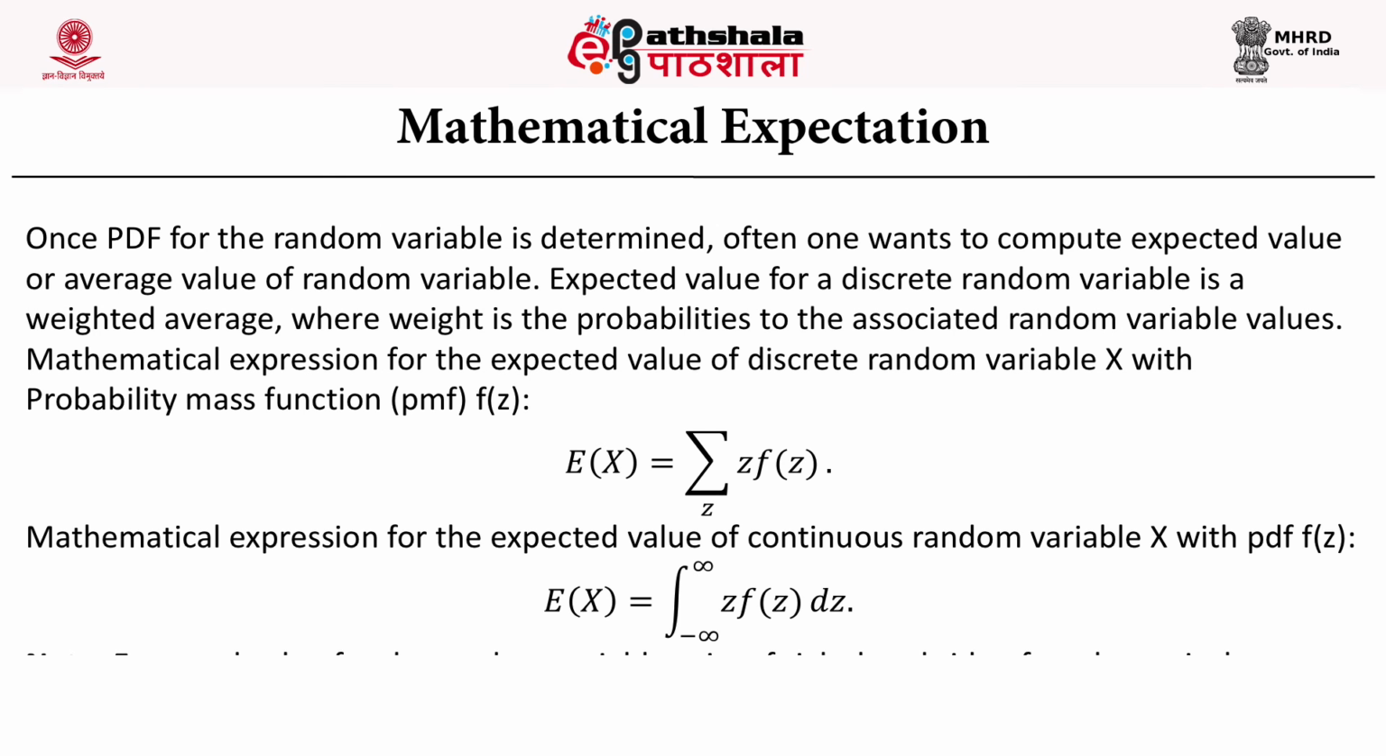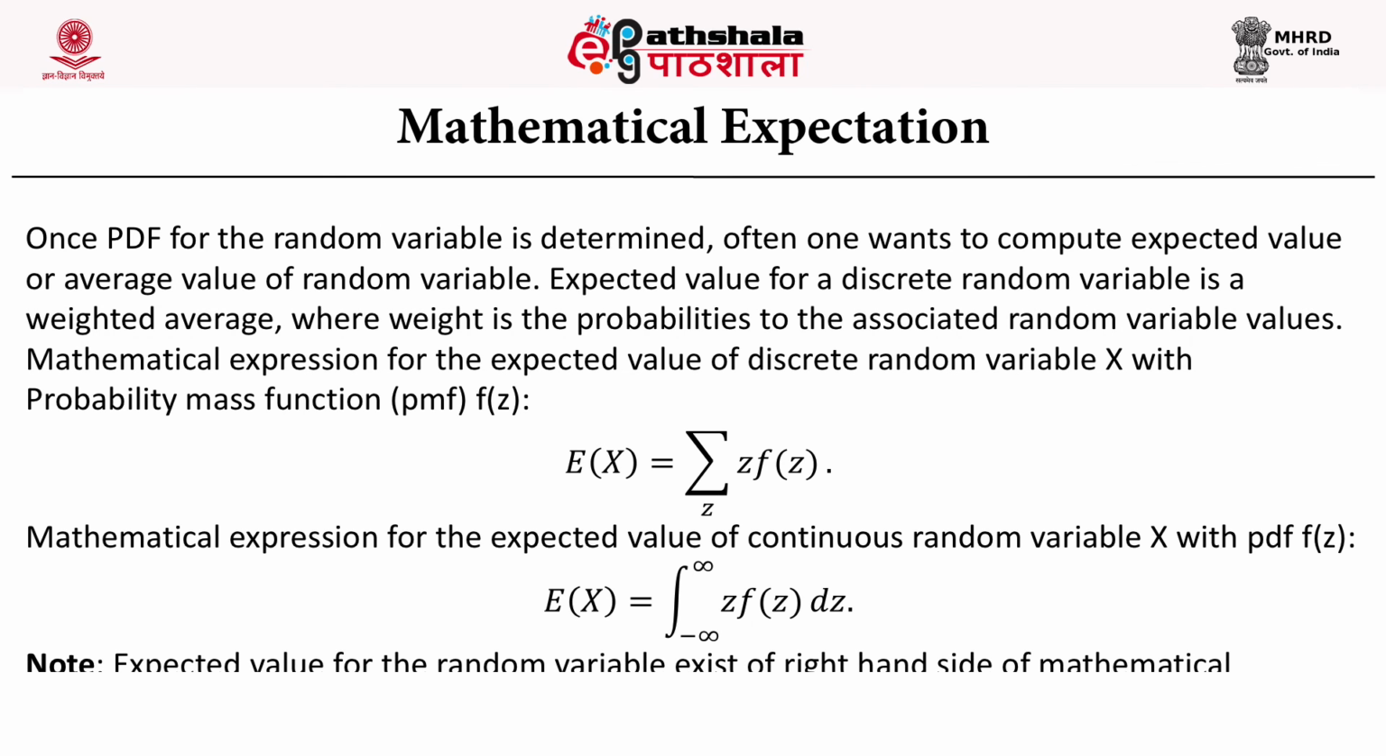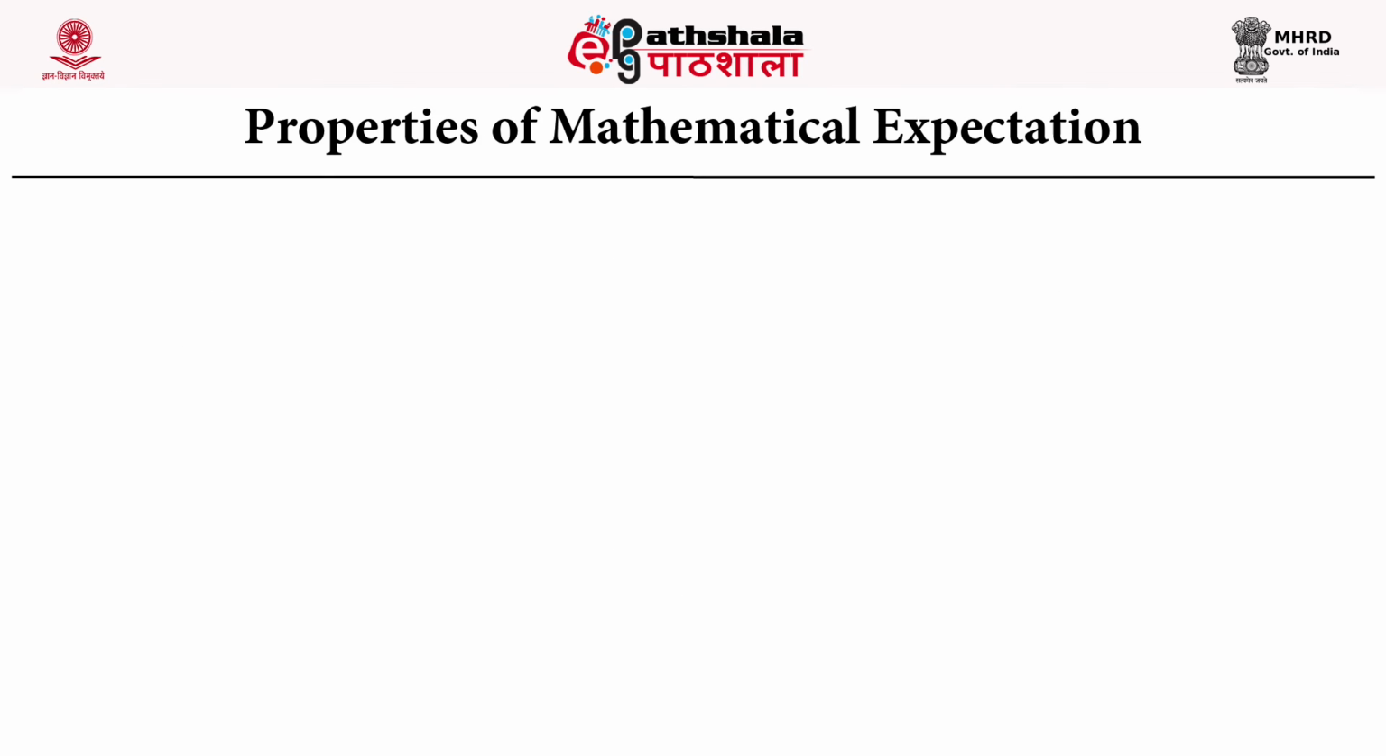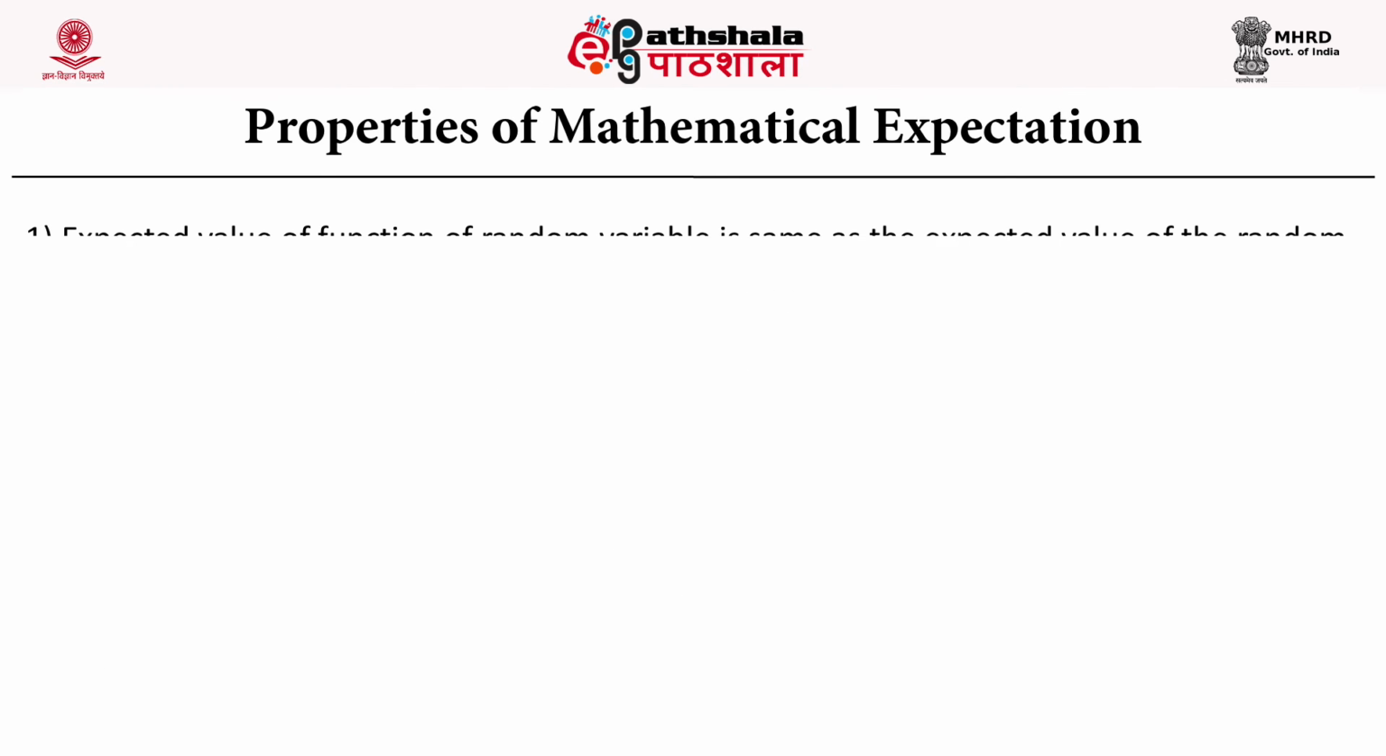The mathematical expression for the expected value of a continuous random variable X with PDF f(z) is the expectation of X, which is the integration over the interval minus infinity to infinity of z f(z) dz. Note that the expected value of the random variable exists if the right hand side of the mathematical expression converges, that is, a finite value exists. Now, some properties of mathematical expectation.